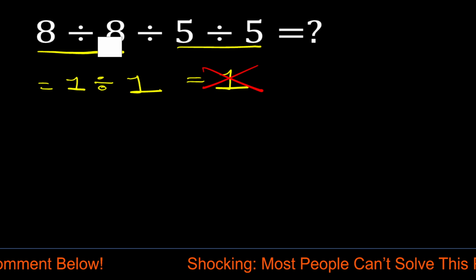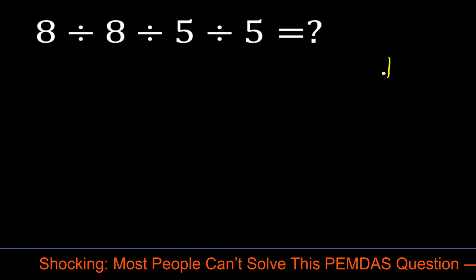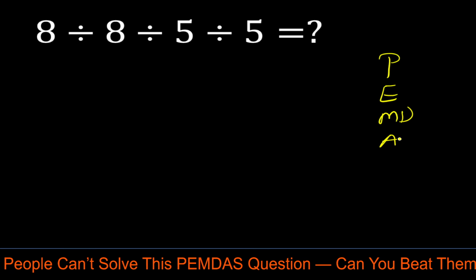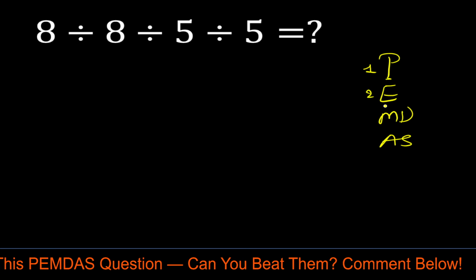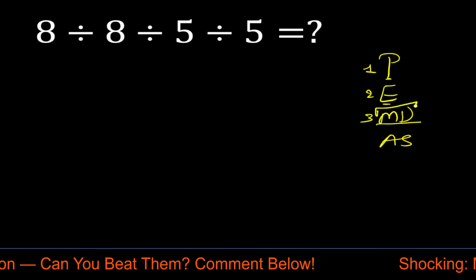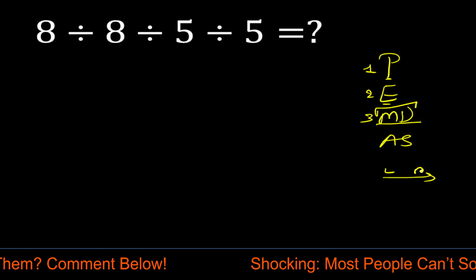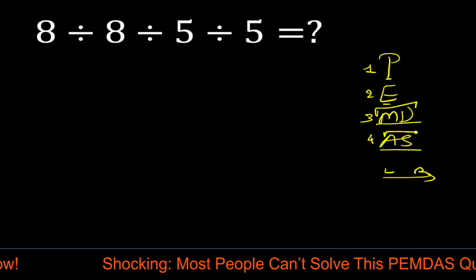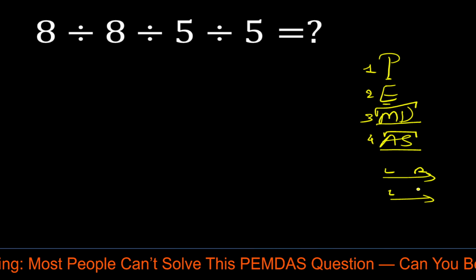So now let's solve this problem correctly by using a PEMDAS rule, right? So PEMDAS, P, E M D A S. According to PEMDAS rule, first priority is parenthesis, then second priority is exponents, then third priority is multiplication and division. Here multiplication and division both have equal priority, so we have to solve it from left to right. Then fourth and last priority is addition and subtraction. Also addition and subtraction both have equal priority, so we have to solve it from left to right.